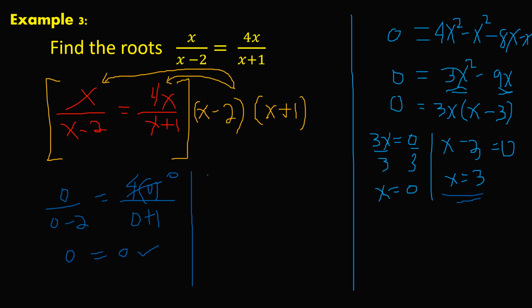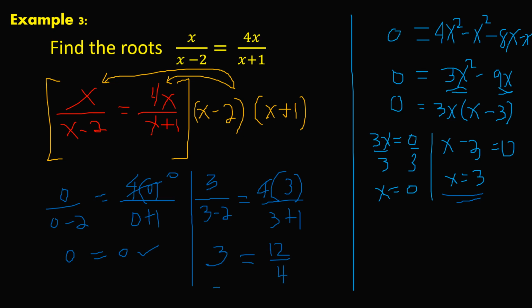So we substitute x with 3 over x minus 2. So 3 minus 2 is equal to 4 times 3, from 4x over x plus 1. So 3 plus 1. Then we have 3 over 3 minus 2. But 3 minus 2 is still 1. So 3 divided by 1 is 3. Equals, on the right side of the equation, we have 4 times 3 is 12 over 4.